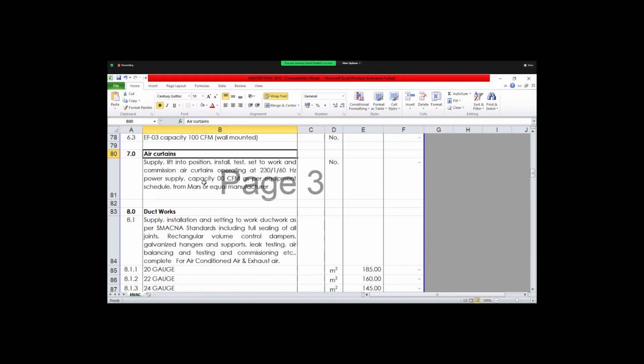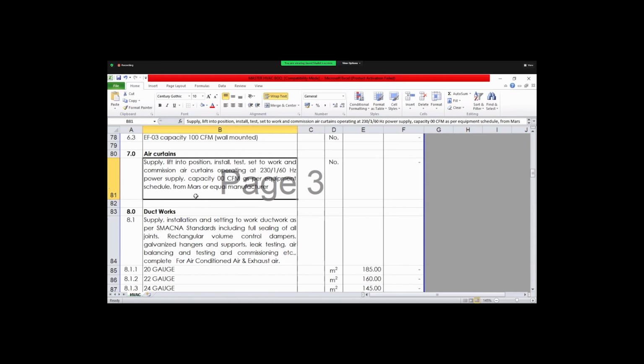If there is an AC in the hall, the cool air will not get affected by the kitchen's hot air. This is the purpose of the air curtain. In the specification we have to mention the installation and commissioning of the air curtain, the supply required for the air curtains, and how much CFM has been designed. So we have to mention that also.